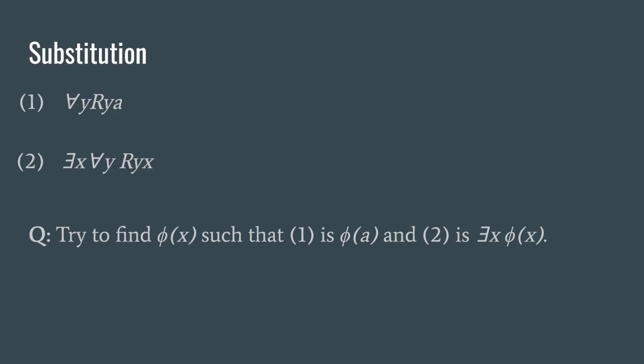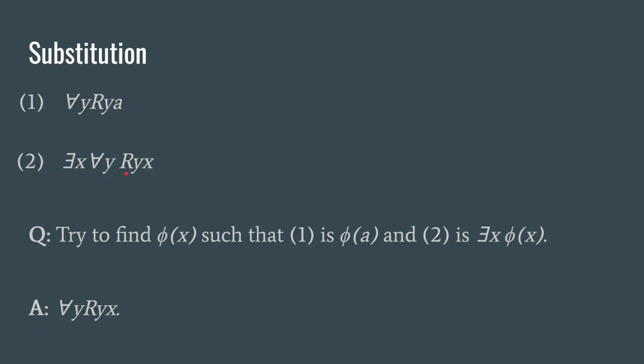So now that you've unpaused the video, compare your answer to the correct answer, which is this. For all y, R y x. It's easy to verify that this is the correct answer. Why is that? We were trying to find a formula such that number 1 is that very same formula, except with all of the instances of x substituted with a. So here we have exactly that. The same formula as number 1, except all of the instances of x had been substituted with a.